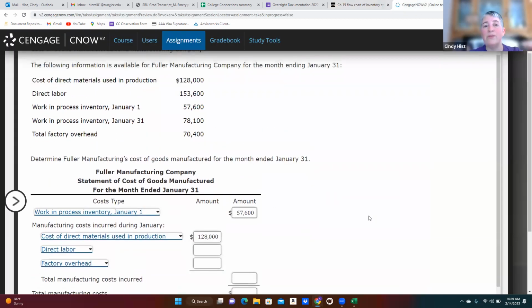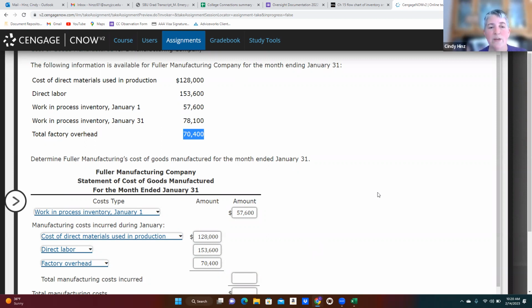Because this is a briefer exercise, we're actually given that number, but certainly we could be expected to know how to calculate that. Direct labor, 153,600 using my numbers. The number in your problem may be different. And then the factory overhead. And again, we're given that number here, but we could be asked to calculate that based on, just like we saw in the previous exercise, the overhead allocation rate and the actual level of the cost driver.